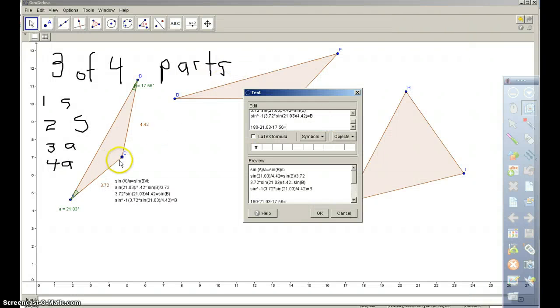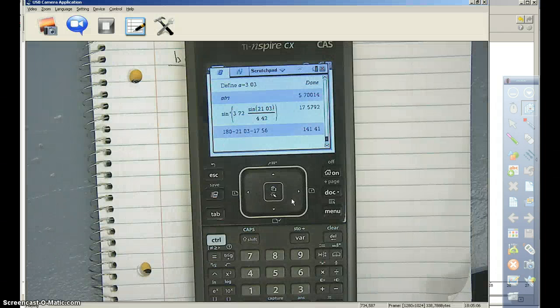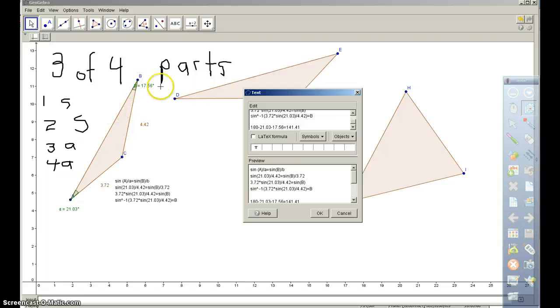So now we've solved this angle. We believe this is 141.41, right? That's what we believe, knowing that the rounding is off a little bit, but let's go ahead and measure. We will measure that angle. And we see, hey, we were able to solve that second angle pretty good.